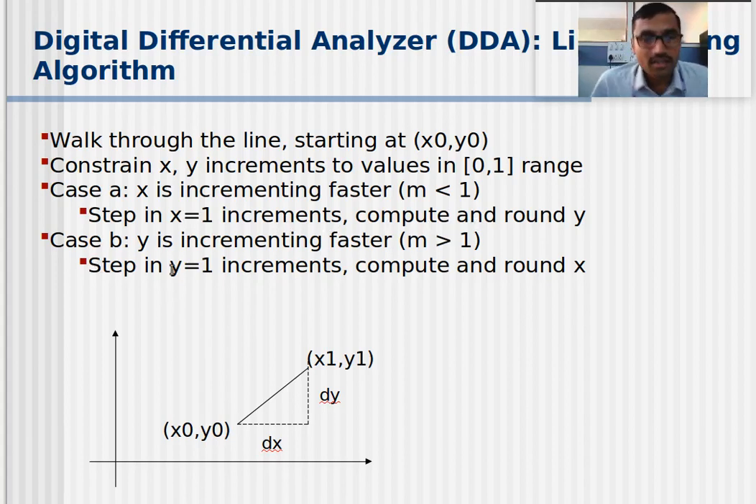Now in the second case, y is incrementing faster, so dy is greater than dx, and in that case m is greater than 1. In that case y should be incremented by 1 and the relative x values will be calculated and rounded.